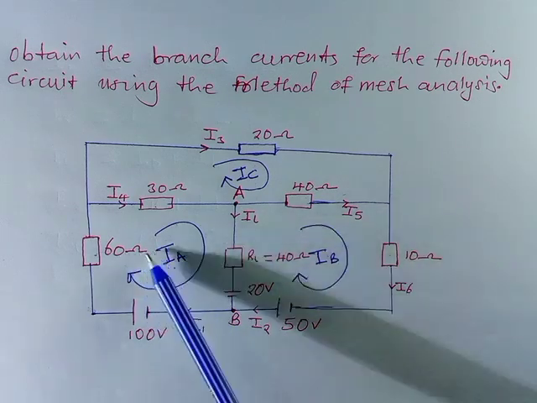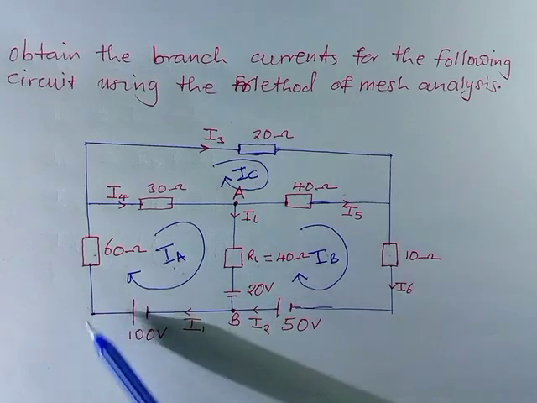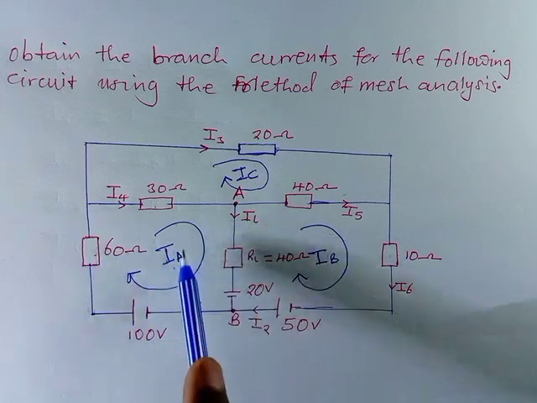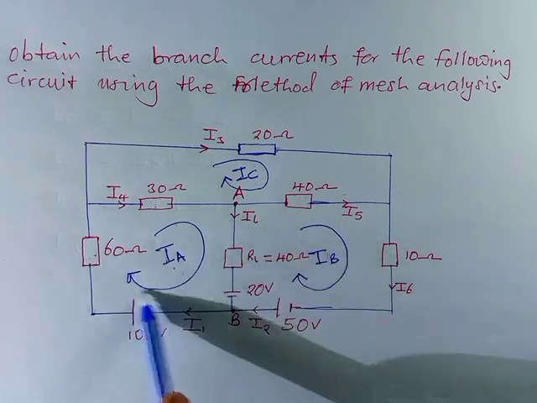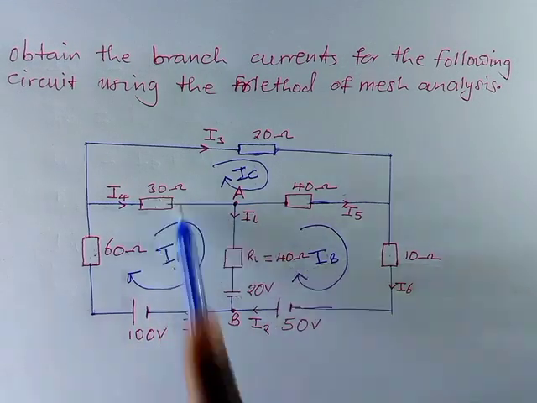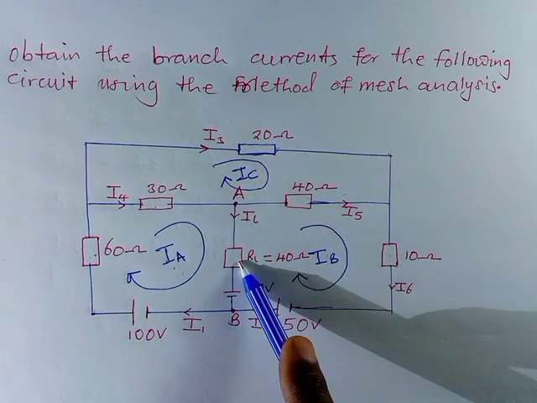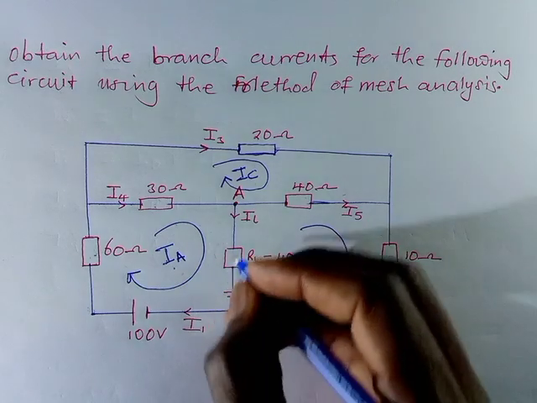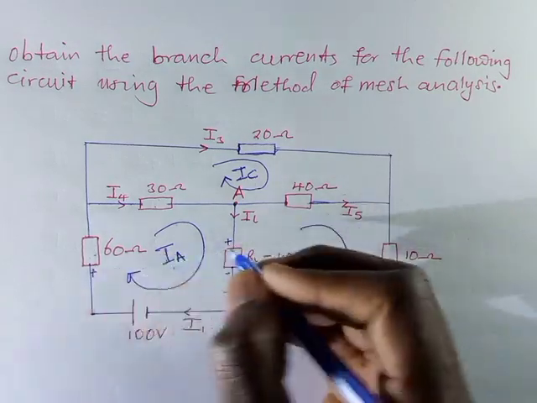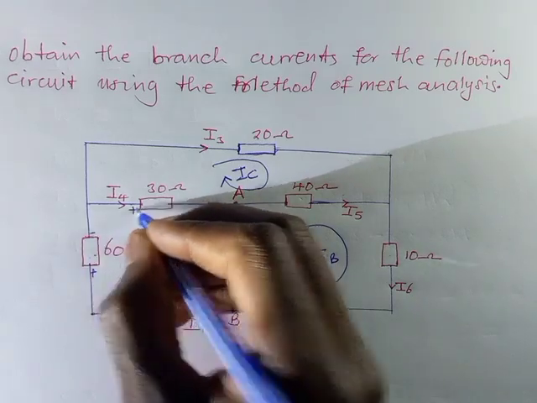If you start with the first mesh, you need to understand that we are going to be using Kirchhoff's law here, specifically KVL, Kirchhoff's voltage law. So the voltage across this, if I'm using that current, has to be negative. The voltage for this has to be positive. The voltage for this has to be negative, and the voltage for this has to be negative as well. So there we are going to have positive minus, positive minus.